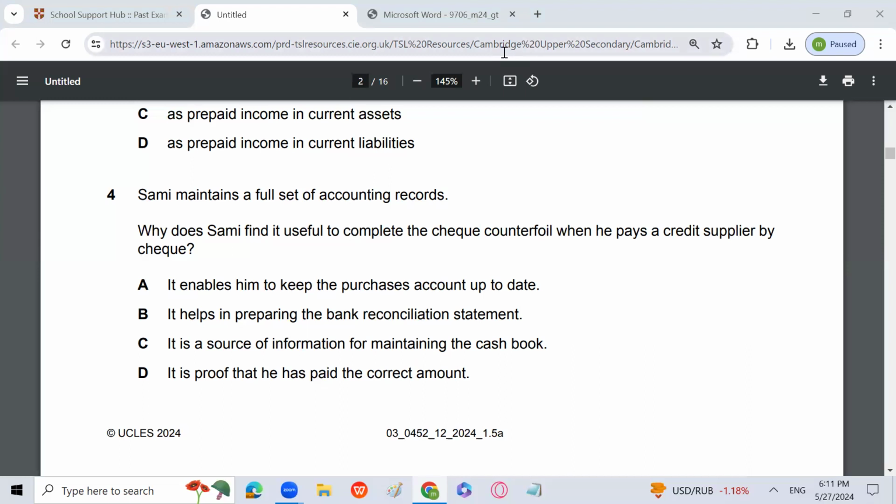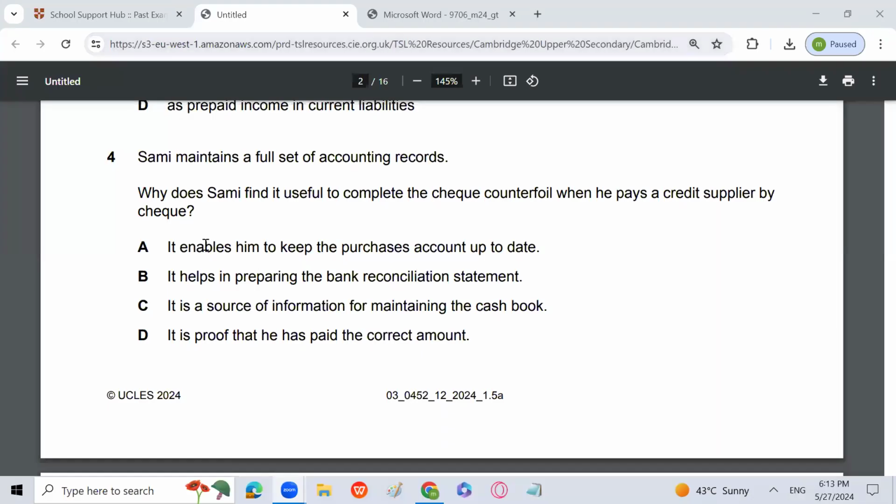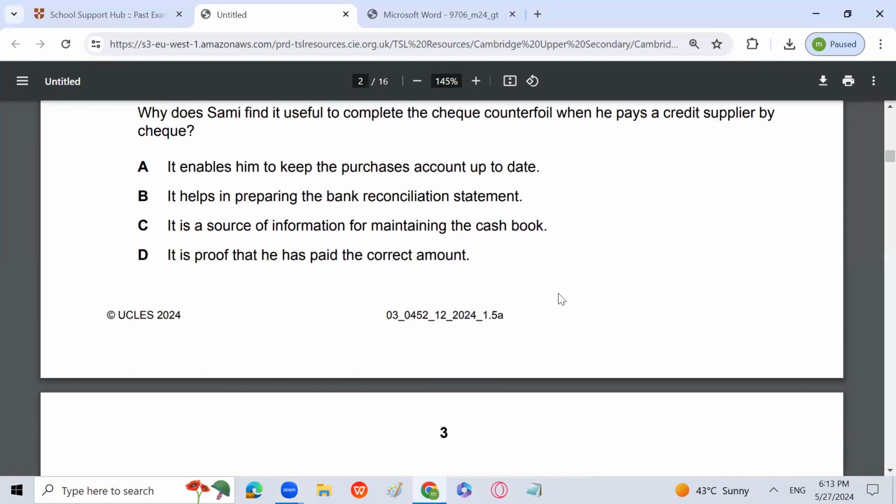So I believe that we are going to have an... So C is the answer. Why not D? Because it is a proof that he has paid the correct amount. That is not the only thing. It is a proof that he has made the payment. Amount can be wrong. He has made the payment to this person. That is going to be proved only for this. Correct amount is not necessary. So it is a source of information for maintaining the cash book. Why? Because through check counter file, you will be able to see that payment has been made through check, through bank.